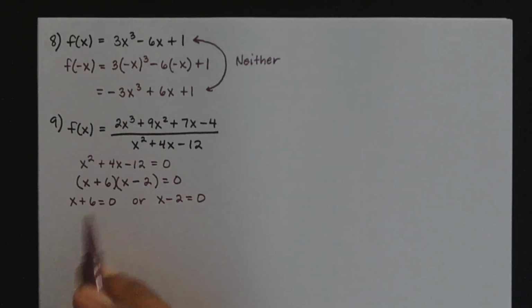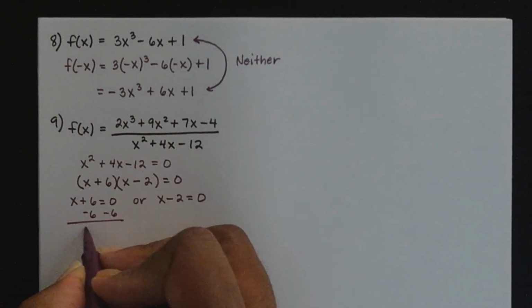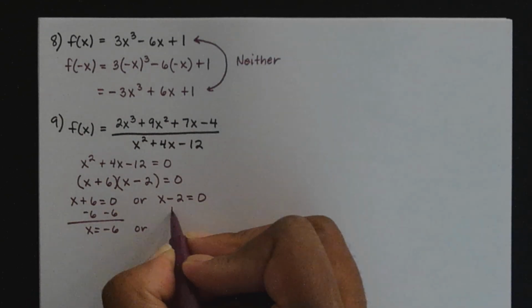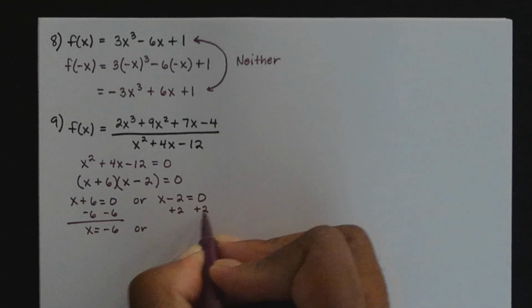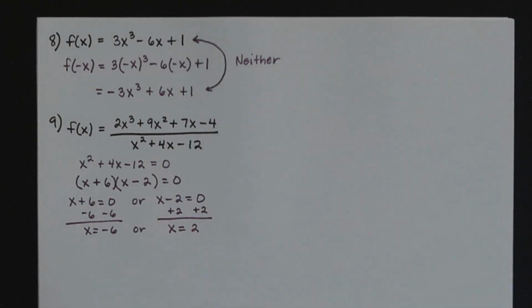Now for the x plus 6 equal to 0, what must x have to be equal to? Negative 6. And then for x minus 2 equals 0, what must x have to be equal to? 2. So those are the two values of x that will make the denominator 0. X equals negative 6 or x equals 2.